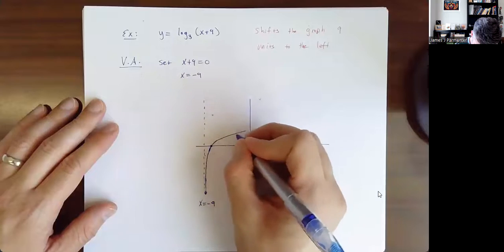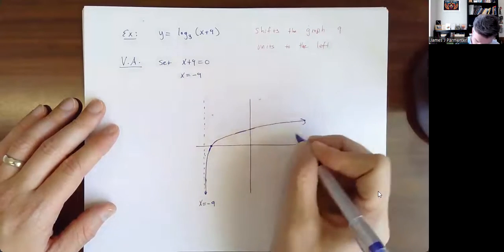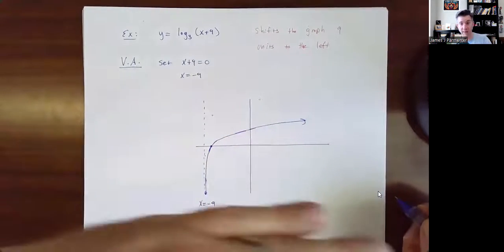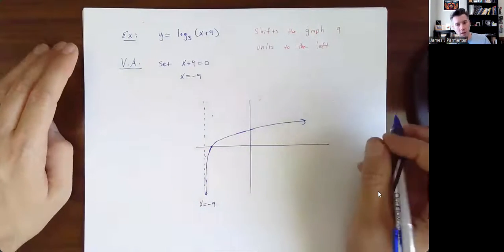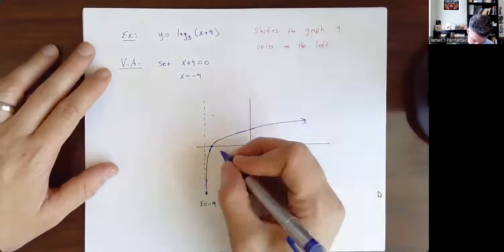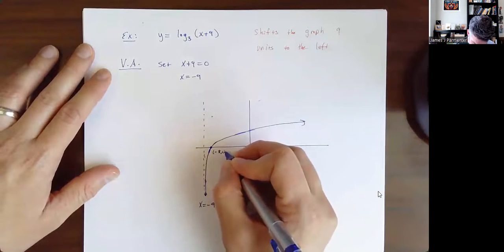Okay, we got this. Just going up and up and up forever and ever, right? It doesn't level off. It just keeps going up. It just goes up really, really slowly. So that point there is negative 8, comma 0.